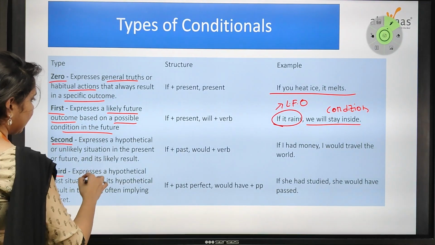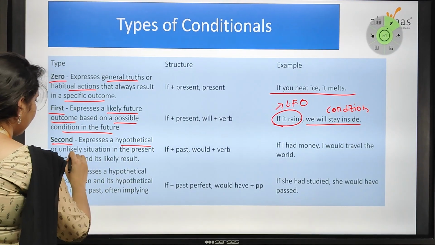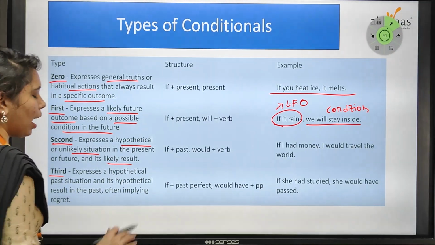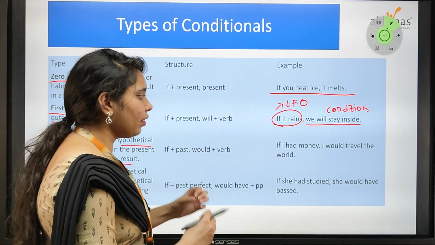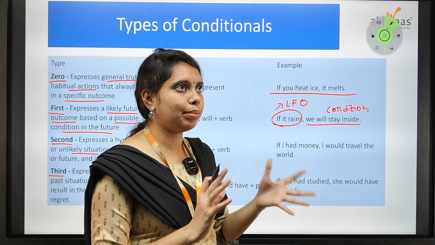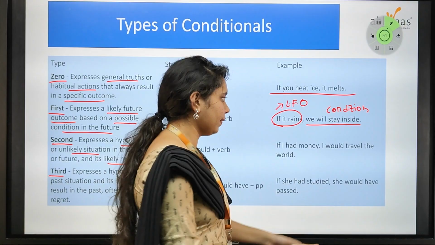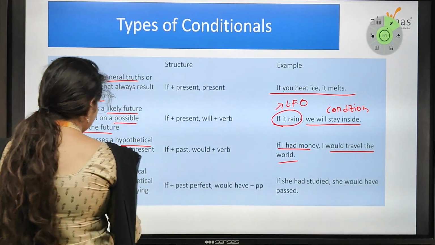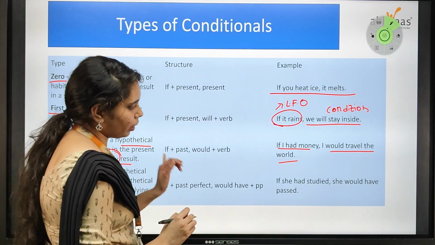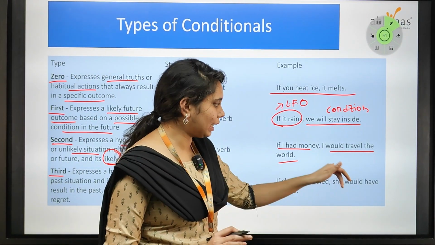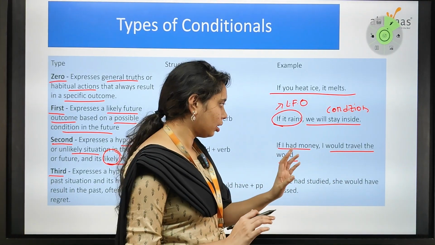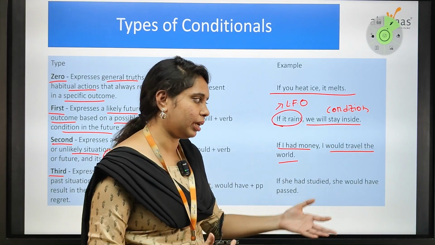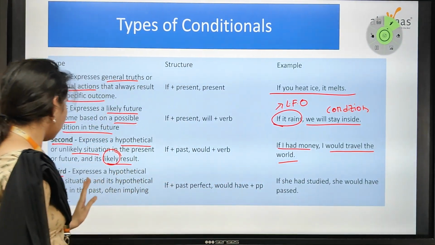Look at the second condition. It expresses a hypothetical or unlikely situation in the present or future and its likely result. Okay, a hypothetical condition, something that's unlikely. If I had money, it's a hypothetical. I don't have money, but if I had money, I would travel the world, and its likely result. See, remember, this likely is very important because it's likely, we are saying would. It's not will. It's not certain here. That's your likely result for that.